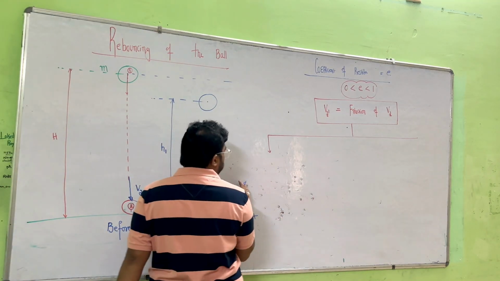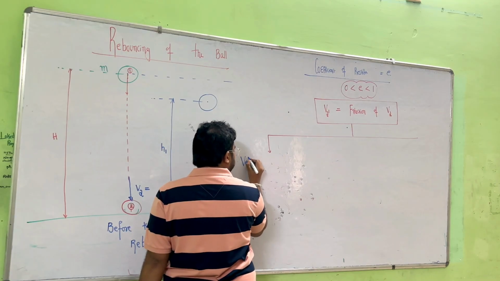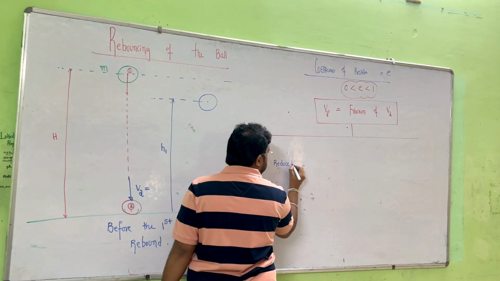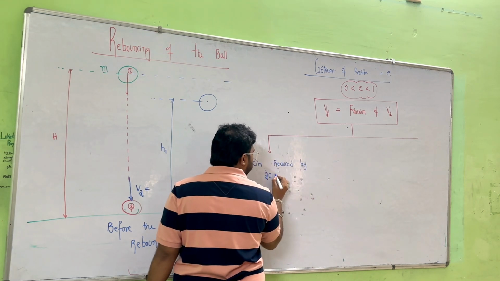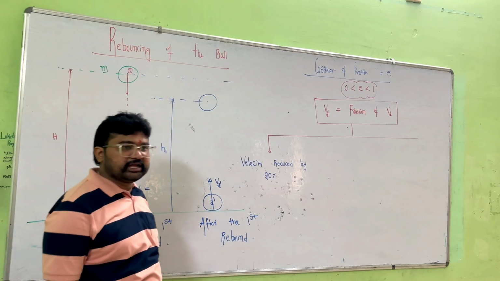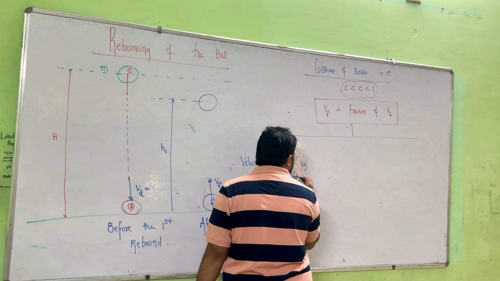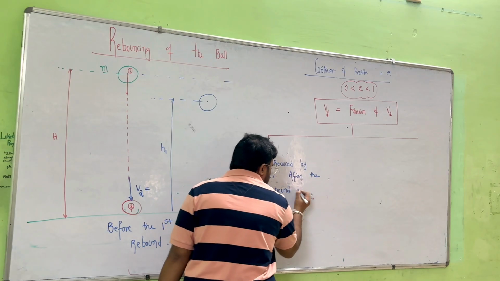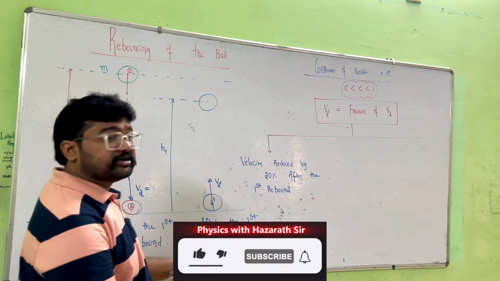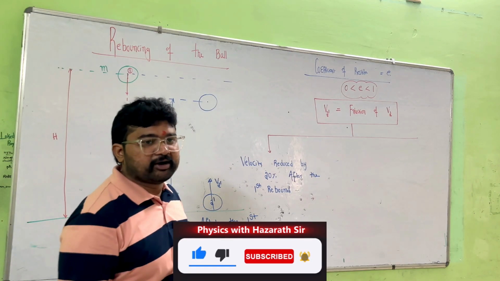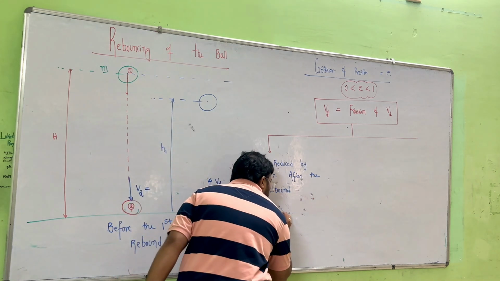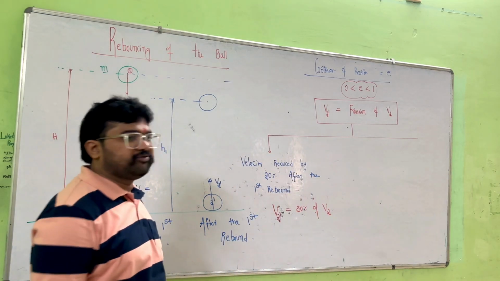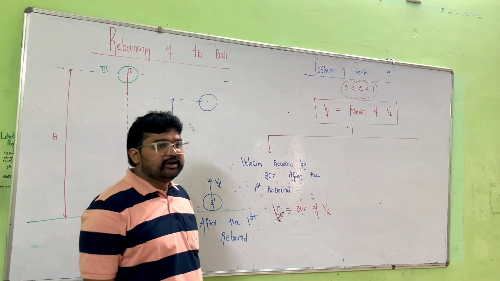First: velocity reduced by 20% after the first rebound. 20% reduced means how much is remaining? 80% is remaining. Then V2 dash is 80% of V2.